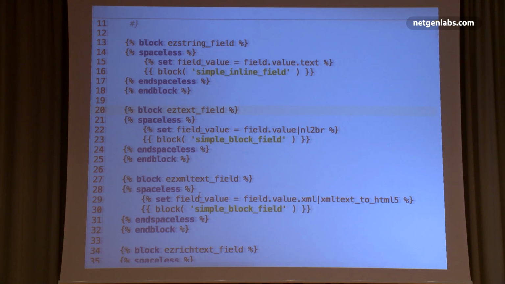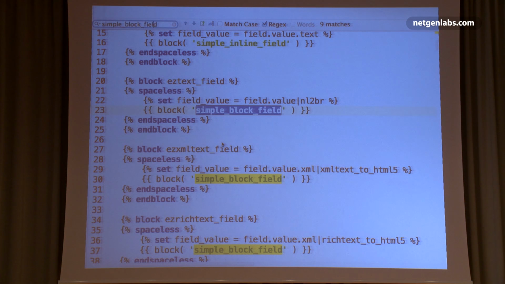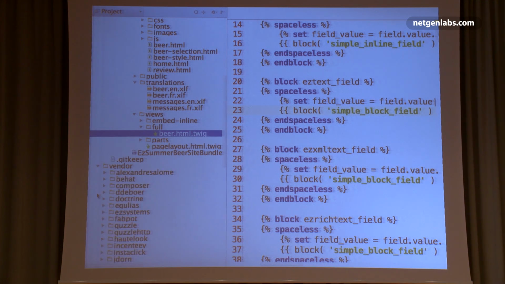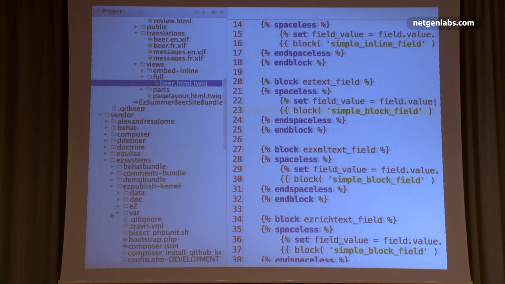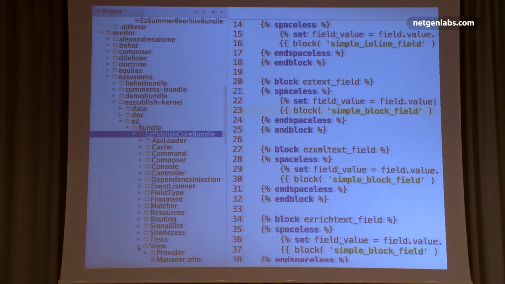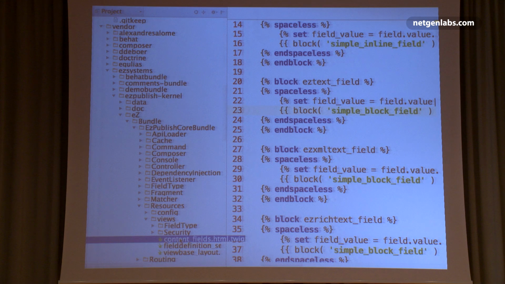And if we have a look at how easy text field is rendered, well, it's the simple block field. Content underscore fields.html.twig. If you do not have automatic search, it's inside vendor, easy systems, easy publish kernel, easy bundle, inside the easy publish core bundle. Then view, resources, use, and it's here. It's usually handy to have it aside so that you know basically how fields are rendered by default. You can of course override it. This is exactly what I'm going to show you.